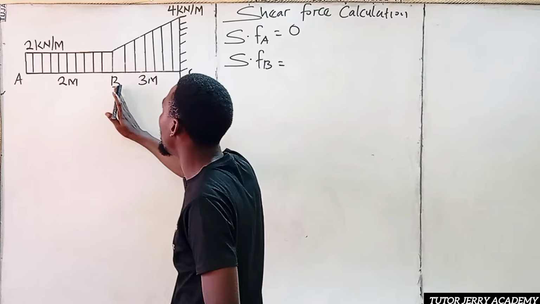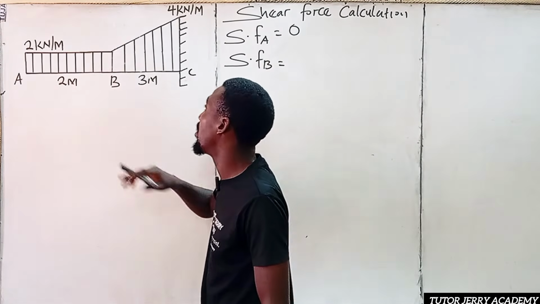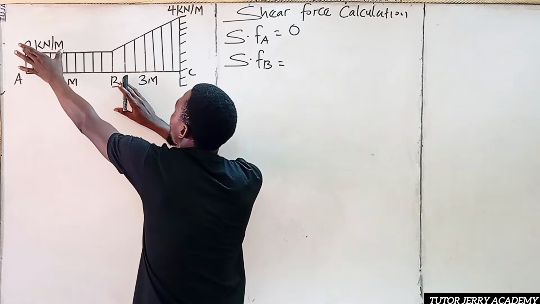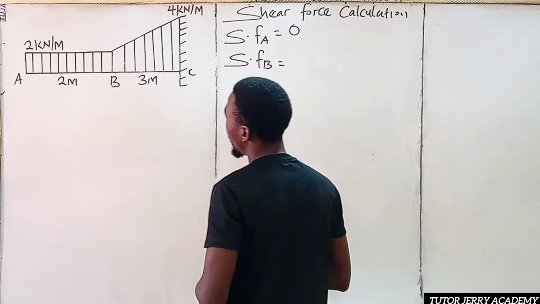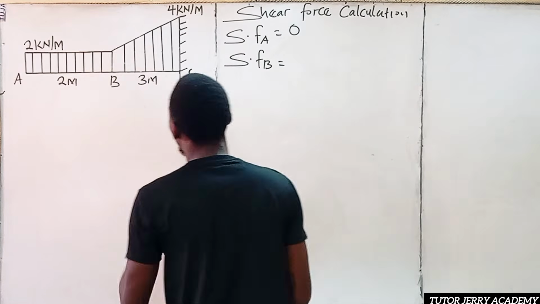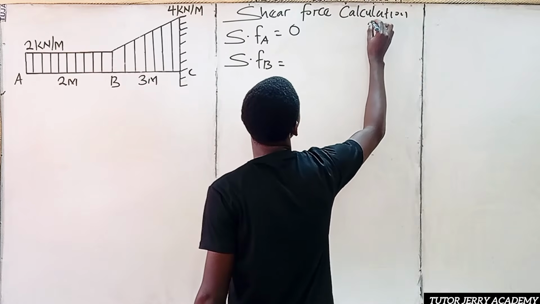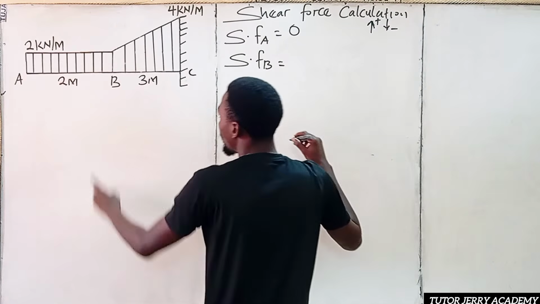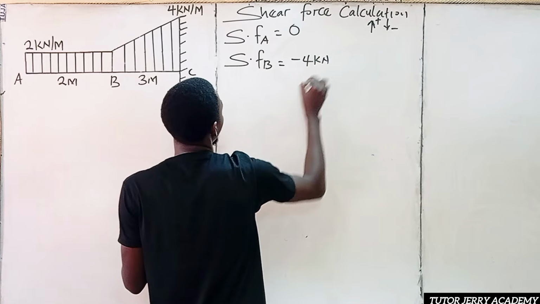If you look at point B here, we have a uniform distributed load from this point to this point, which you are going to convert to a point load. That is 2 multiplied by 2, which is 4. Is that clear? And don't forget, this is a downward force. Here we are using upward force as positive and downward force as negative. So it's going to be -4 kilonewton.